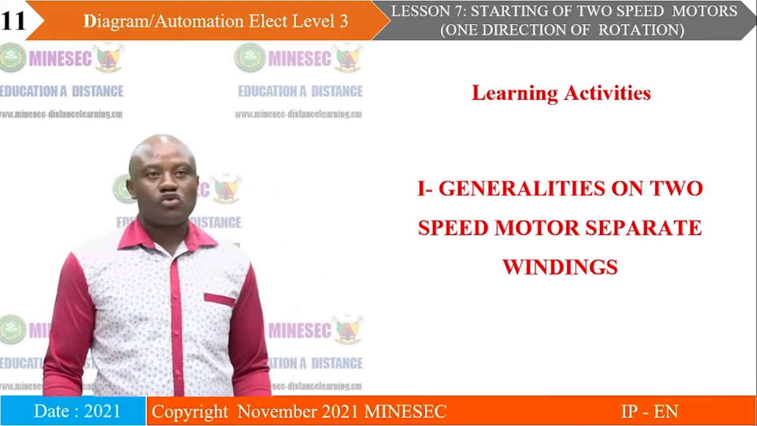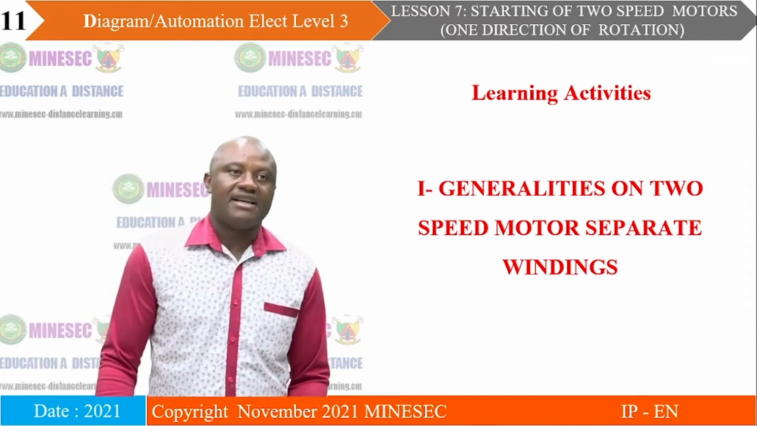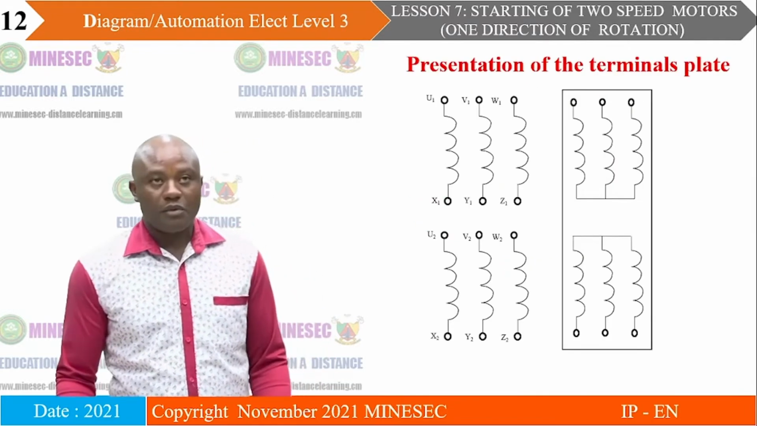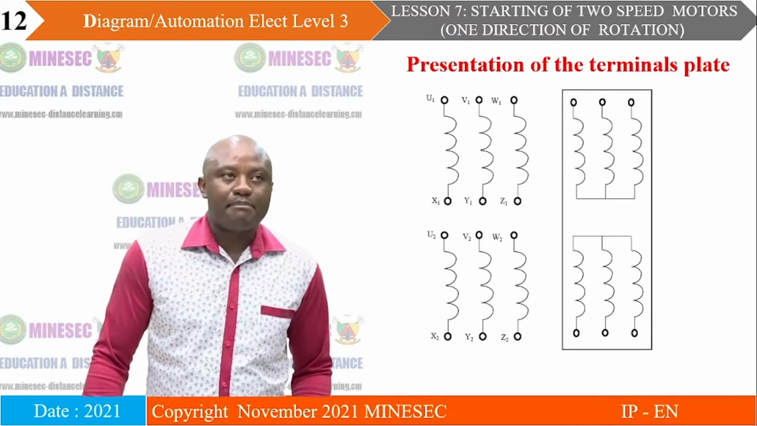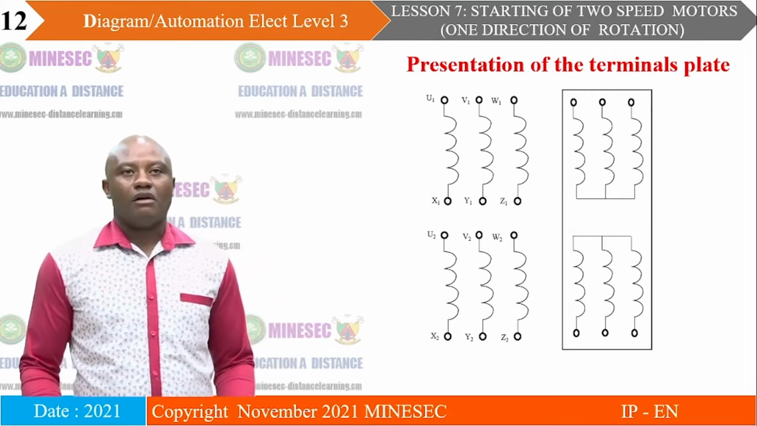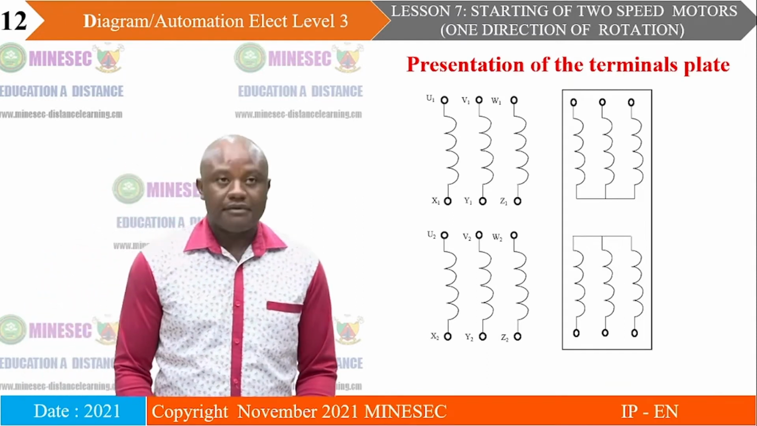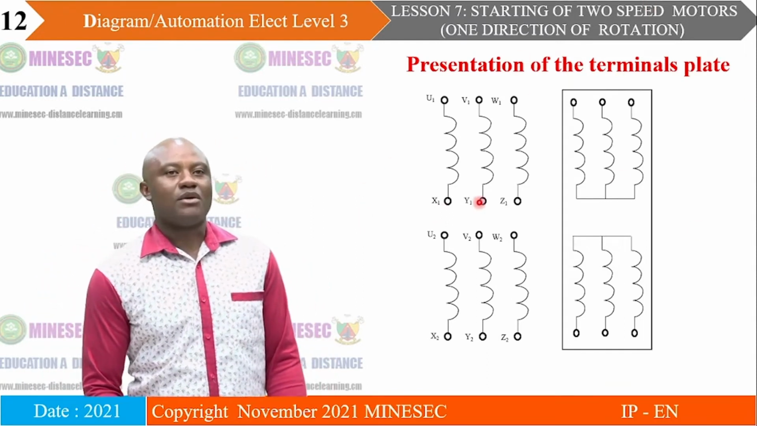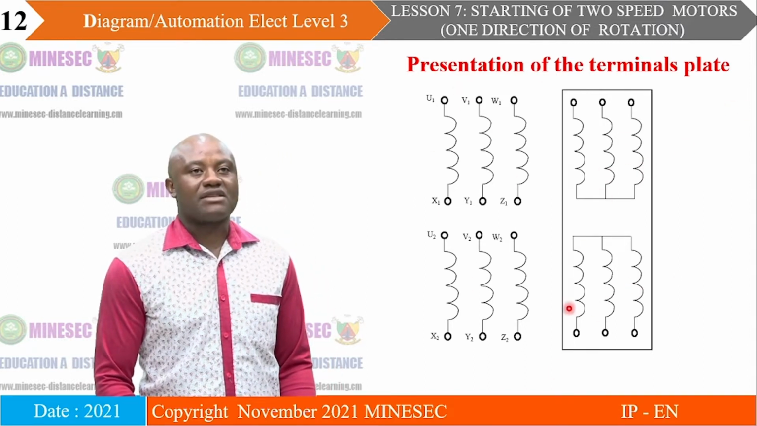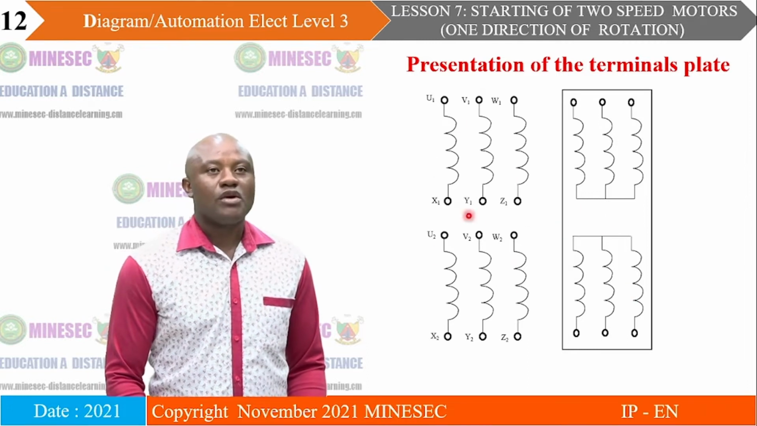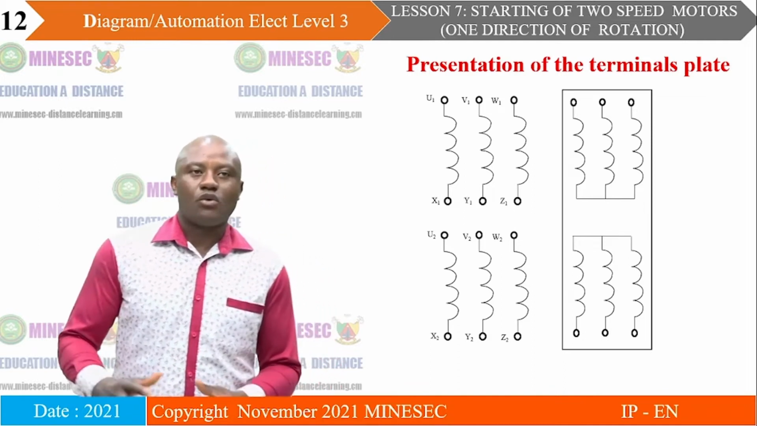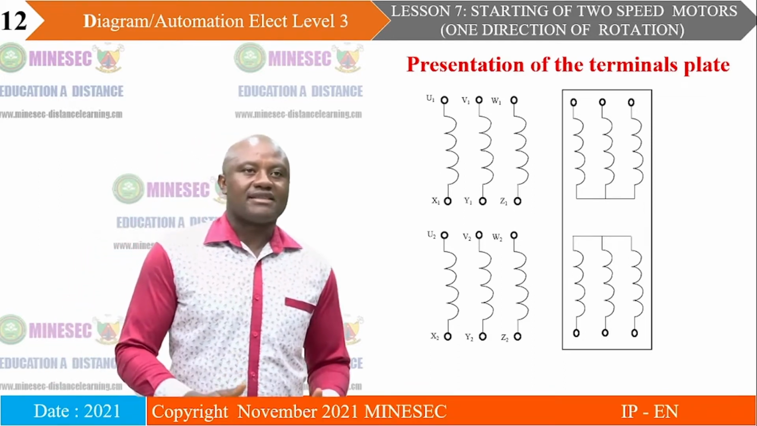So, generalities on the two-speed motor, separate windings. So let's look at the generality. From the generality, we proceed to the presentation of the terminal plate of the motor. So you have separate windings. There's no link between the two windings. The two windings are separate. So that's why we are talking about a two-speed motor, separate winding. That means the low speed has its own windings and the high speed has its own windings.